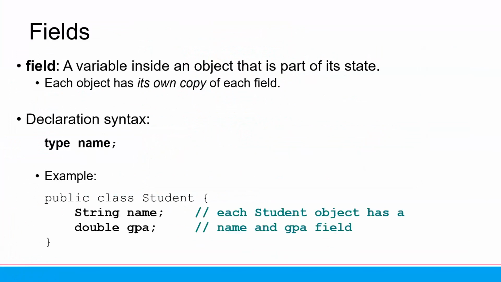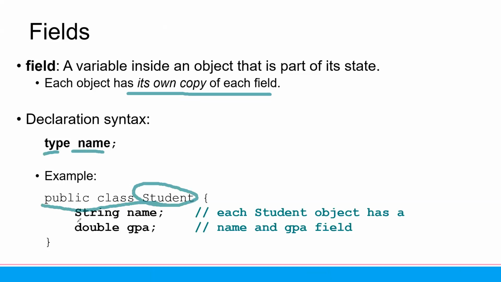The fields mean the data. So a field is a variable inside an object that is part of its state. Each object has its own copy of its fields. The declaration can be the same as what you already learned in the variable section. So we have type and name. If I have a public class Student, I know a student should have name, ID, maybe address, phone number, and so on.